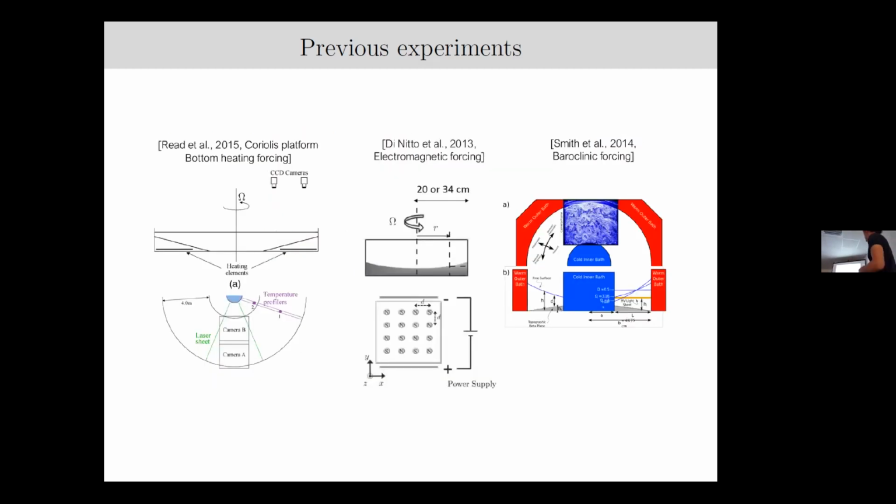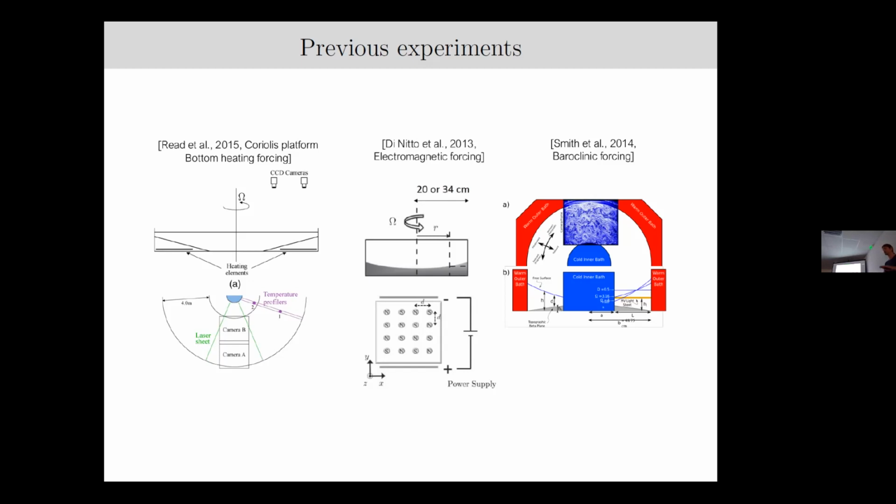So most experiments, here are three recent examples, follow the same setup. You always have a cylindrical tank that is rapidly rotating around the vertical, and then you need some topographic effect. You need to change the height of water as you move along in cylindrical radius. So it can be done with bottom slopes like this, where you put some variable height object at the bottom of your tank. It can be due to the free centrifugal deflection of your surface.